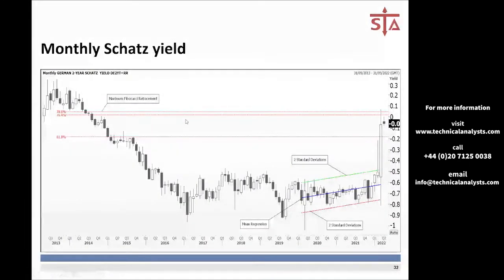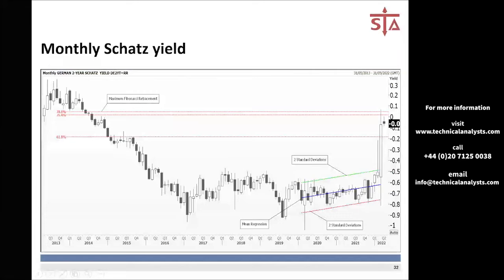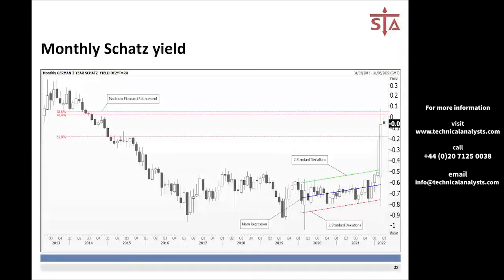where I'm going to show you the yield on a German 2-month government bond called Schatz. This goes back to 2013, so it's a monthly candlestick. I've done a mean regression with 2 standard deviations around it since the beginning of the pandemic. You can see that dramatic low where yields went to -1%. Price action over the last 2 months has been nothing but catastrophic, I would suggest.